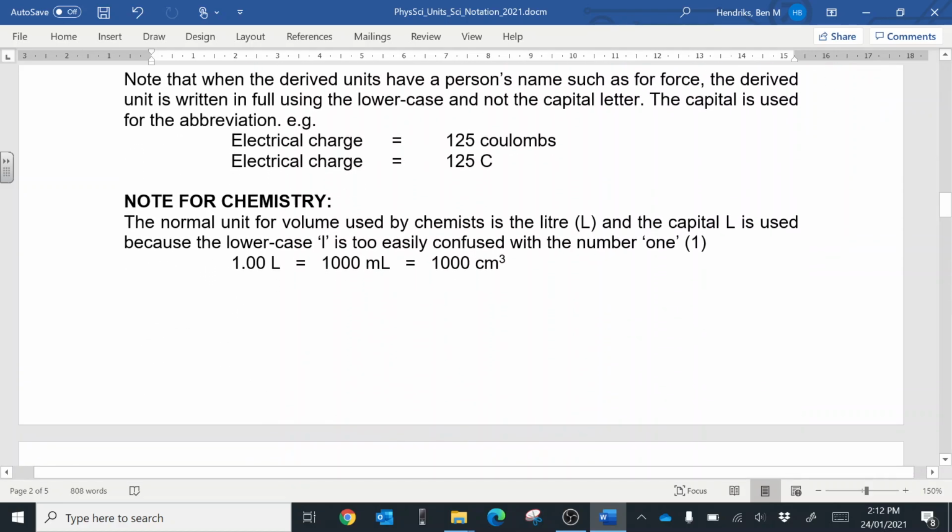And just here, another note for chemistry. The normal unit for volume used by chemists is the litre, and the capital L is used because the lowercase l is too easily confused with the number 1. So 1 litre is equal to 1,000 millilitres, which is equal to 1,000 centimetres cubed.